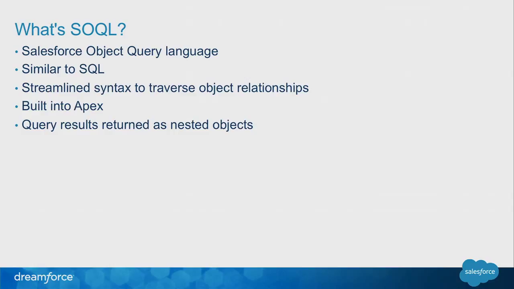It has streamlined syntax to traverse object relationships. It's built into Apex, and query results are returned as nested objects. So what does this mean? Remember I said earlier that a little bit of the reasoning behind this, maybe in case you guys don't know.